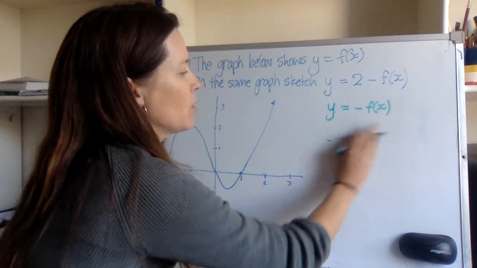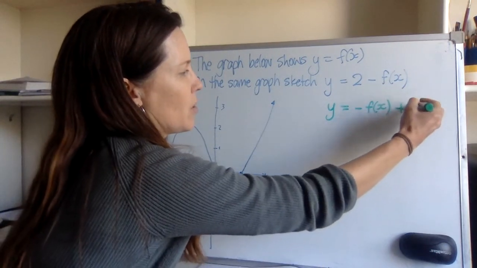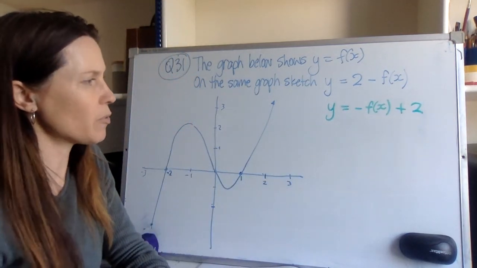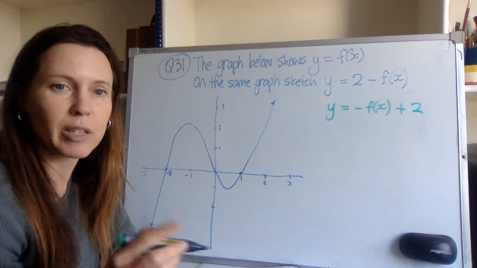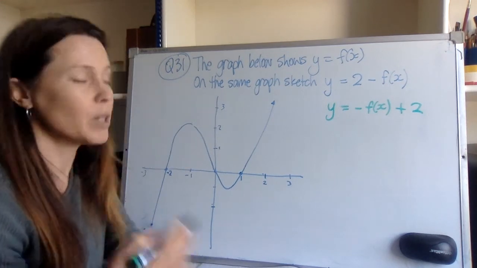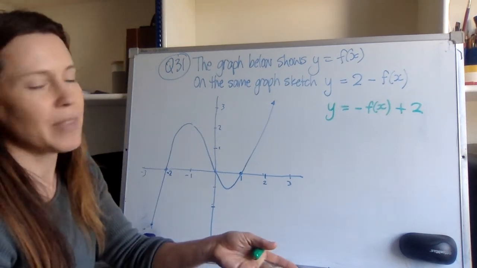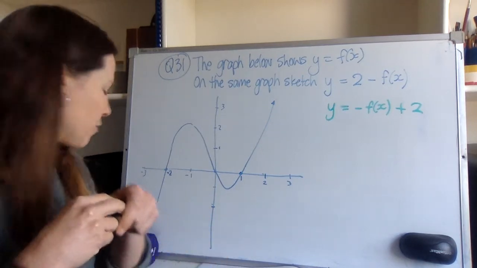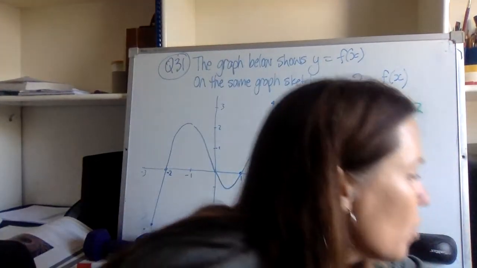Now all we need to do is consider that if it's rearranged this way, we've got the +2 on the end. So we need to flip this thing upside down first, because dilations need to be performed before translations, and then lift it up 2 at the end. So I'm going to use two different colours here to show the two processes.